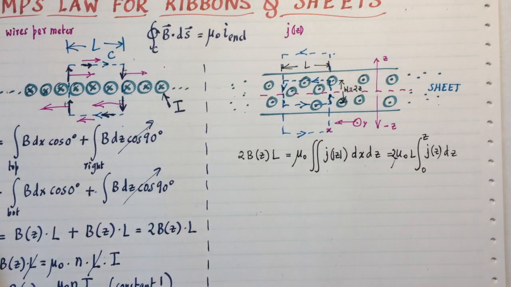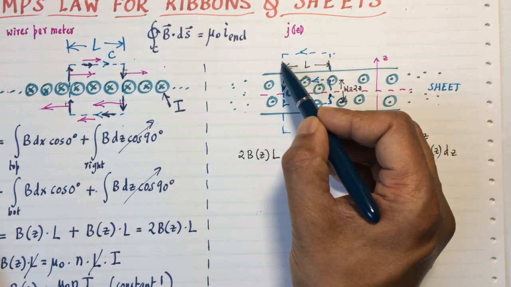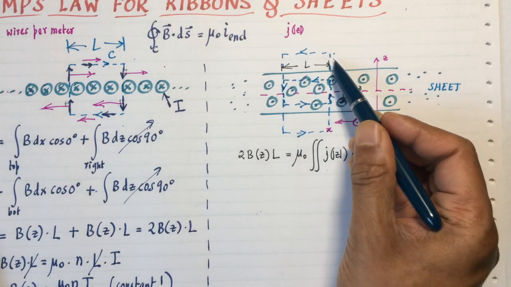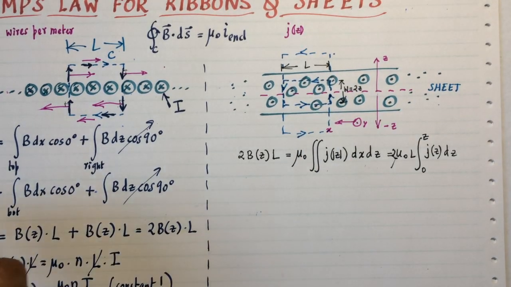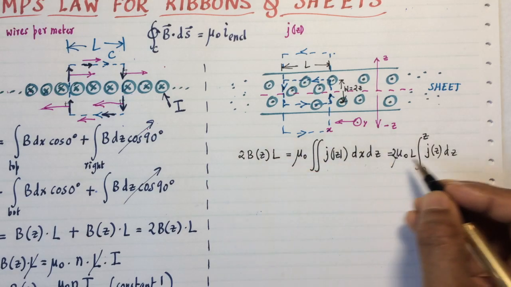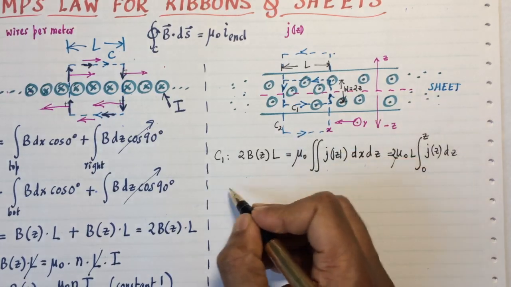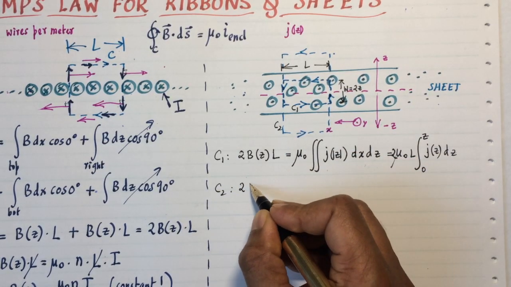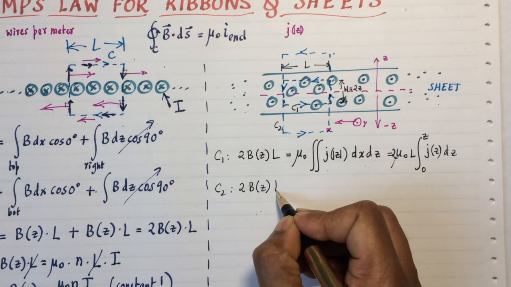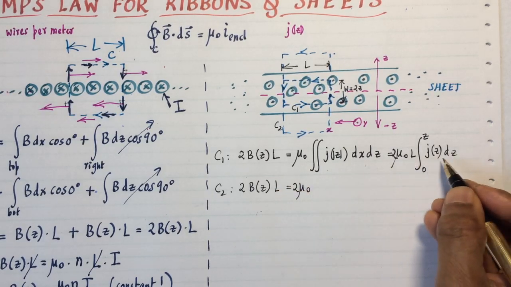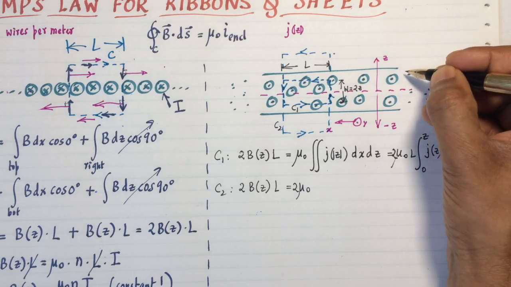It'll have about, let's see, 1, 2, 3, 4, 5, 6, 7, 8, 9 integral terms. It's fun to write those integrals because most of them will be 0, but the end result will still be this. So this is for Amperian loop C1. Let's call these C1 and C2. For Amperian loop C2, I'll get 2 times B of z times L equals mu naught. The only difference between this and that is I go to the entire width.